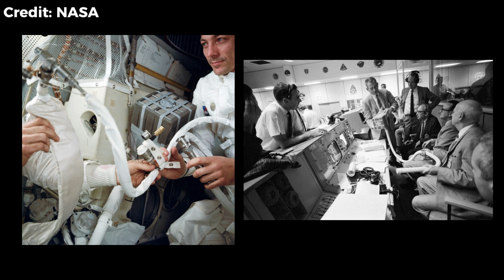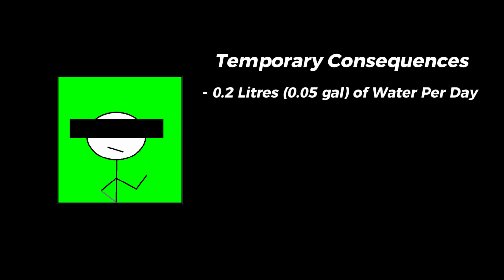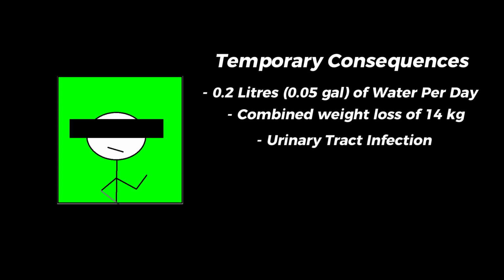All these temporary solutions weren't free, though. There were consequences. To conserve power and water, the Apollo 13 crew had to make some tough choices. They limited their water supply to 0.2 liters per person per day, which led to a combined weight loss of 14 kilograms and caused Fred Haise to develop a urinary tract infection.